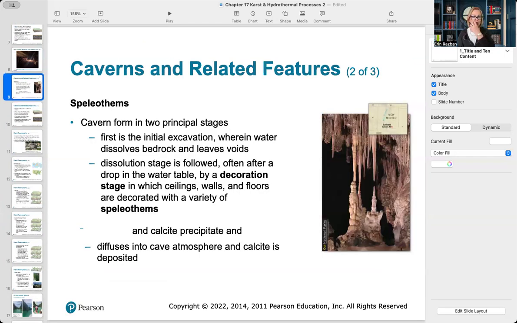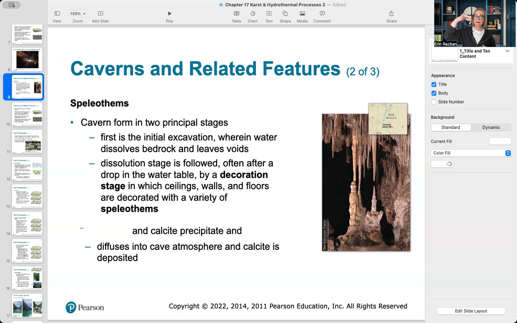So the second stage is what we call the decoration stage, and this is really the fascinating stage. Once a cavity exists, an open area, the water table drops below where that cavity is located. We enter what we call the decoration stage.